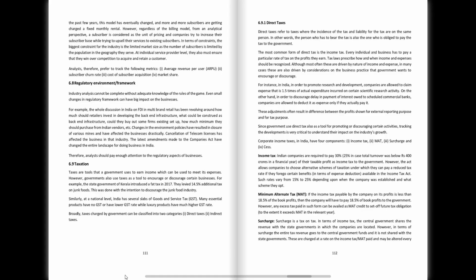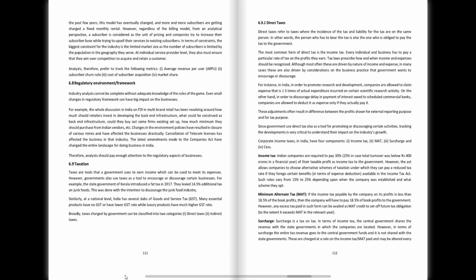Corporate income taxes in India have 4 components: 1. Income tax, 2. MAT, 3. Surcharge, and 4. Cess. Income tax. Indian companies are required to pay 30%, 25% in case total turnover was below 400 rupees crores in a financial year, of their taxable profit as income tax to the government. However, the Act allows companies to choose alternative schemes of taxation under which they can pay a reduced tax rate if they forego certain benefits in terms of expense deduction available in the Income Tax Act.